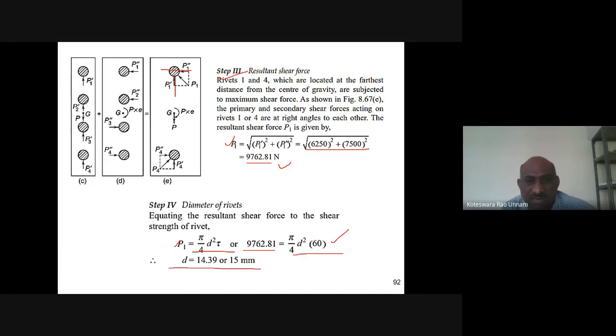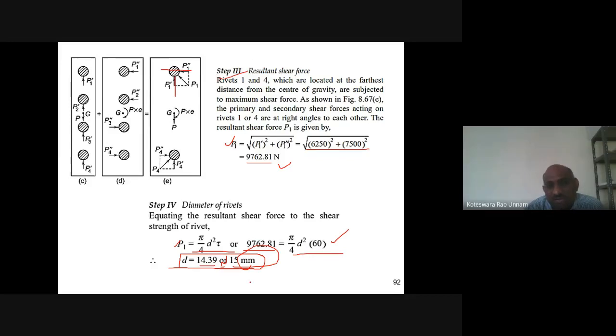If you solve that, you will get the value for D, which is 14.39. We can round it off to some 15 mm or 16 mm. Whatever the standard diameter may be, you pick the standard diameter from the data book and take that as the diameter for the rivet. So this is how you can solve the problem. Okay, if you want, you can note it down, or else we'll go to the next problem.